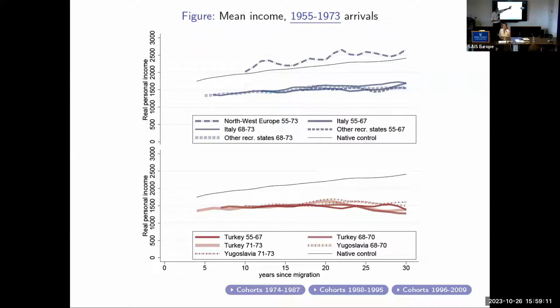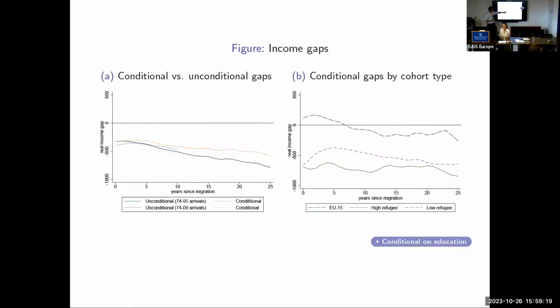There are many mechanisms. One is more compositional, the difference in education, but we see this divergence even conditional on education. So let me show you this graph. The blue line is just comparing natives and immigrants that have similar age. The orange line is controlling for education. So now we are looking at migrants and natives who have a comparable education, and we still see this divergence. Even if you compare a native and an immigrant who both have a high school degree, their incomes will tend to diverge over time.